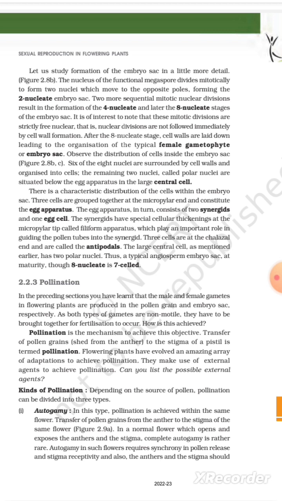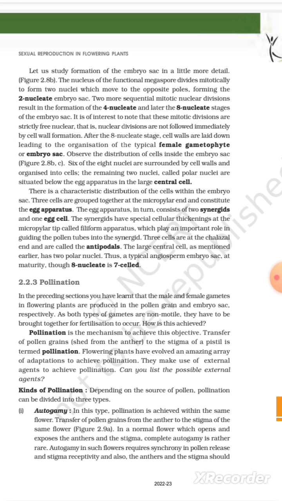There is a characteristic distribution of the cells within the embryo sac. Three cells are grouped together at the micropylar end and constitute the egg apparatus. The egg apparatus in turn consists of two synergids and one egg cell. The synergids have special cellular thickenings at the micropylar tip called filiform apparatus, which play an important role in guiding the pollen tubes into the synergid. Three cells are at the chalazal end and are called antipodals. The large central cell, as mentioned earlier, has two polar nuclei. Thus, a typical angiosperm embryo sac at maturity, though 8-nucleate, is 7-celled.